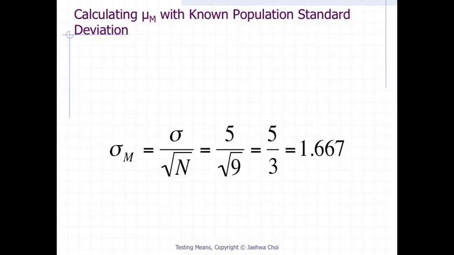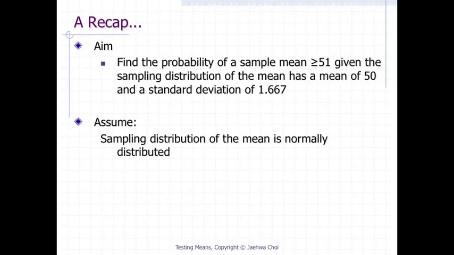Next, we determine the standard error. Substituting the standard deviation of 5 and n of 9 into the equation, the standard error is calculated to be 1.667. Be careful not to confuse the n of 100 shown previously, which represents the number of pairs of pictures each subject saw, with the n of 9 shown here, which represents the number of subjects. To recap, we want to know the probability of obtaining a sample mean of 51 or more when the sampling distribution of the mean has a mean of 50 and a standard deviation of 1.667.